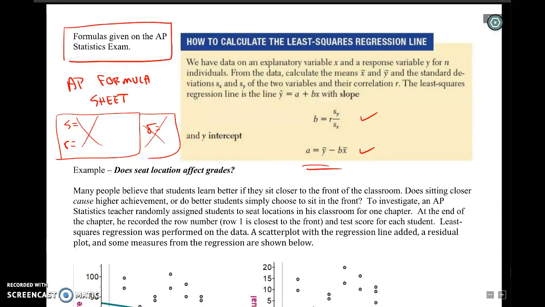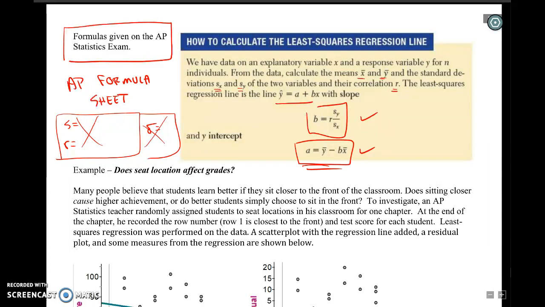We have data on an explanatory variable x and a response variable y for n individuals. From the data, calculate the mean of the x's and the y's and the standard deviations of the x's and the y's of the two variables and their correlation R. So if you have those 5 pieces of information, then the least squares regression line is the line, boom, and it has a slope of this, and it has a y-intercept of this.